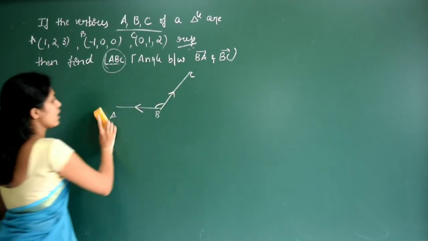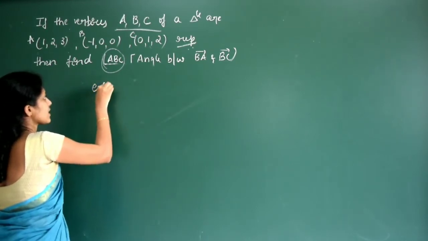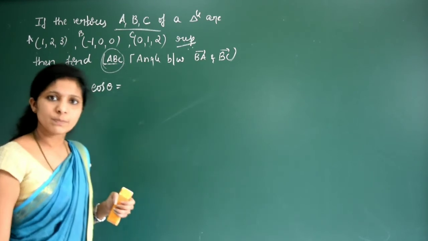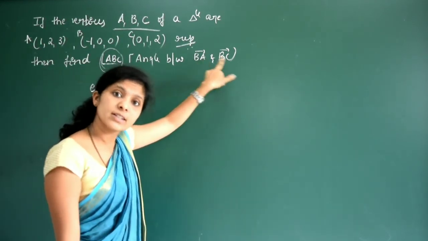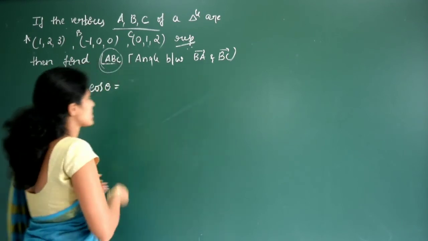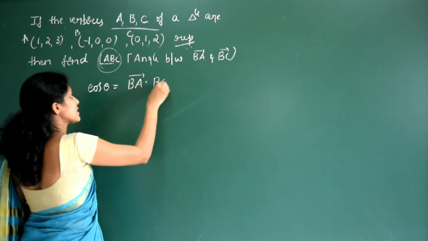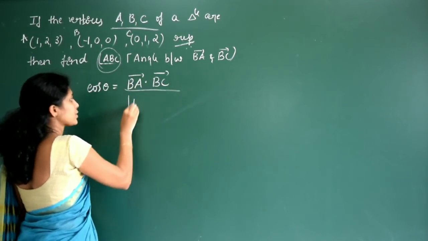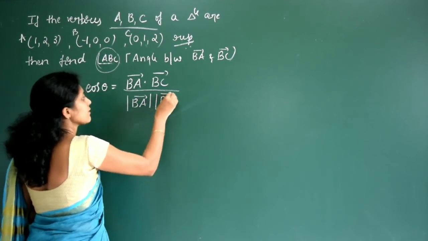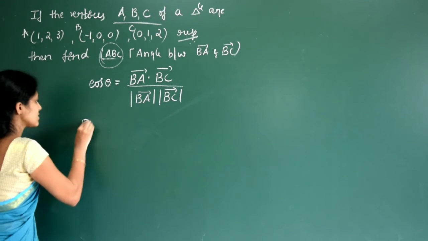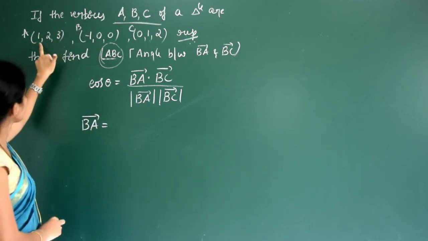Is it clear? Now see here, to find the angle we have the formula cos theta is equal to a vector dot b vector, but in the place of a vector and b vector we have BA vector and BC vector. We'll substitute this: BA vector dot BC vector divided by magnitude of BA vector into magnitude of BC vector. For this find BA vector. See here, BA vector is nothing but B to A. You have to start from here.